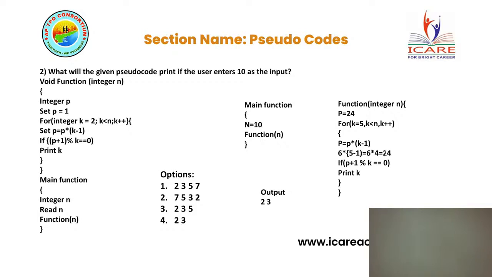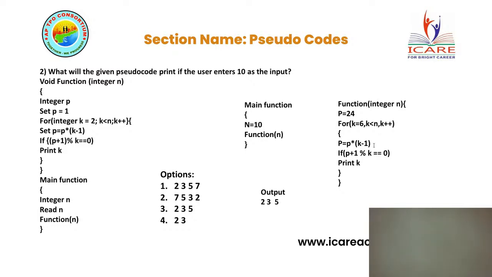After that, the if condition: if p plus 1 modulo k. P value is 24, 24 plus 1 is 25. 25 modulo k, where k value is 5. 25 modulo 5, the remainder value is 0. So the condition is true. If the condition is true, the statement will execute: print k. The k value will be 5. After completing that, again the increment, 5 plus plus, which is 6. k is equal to 6.